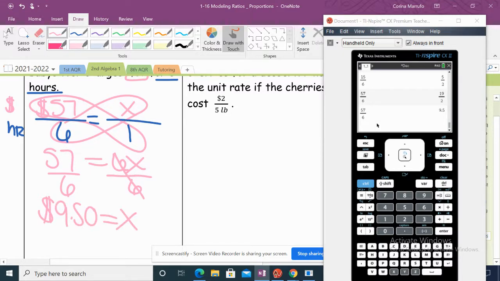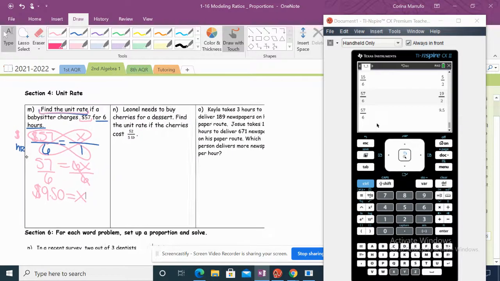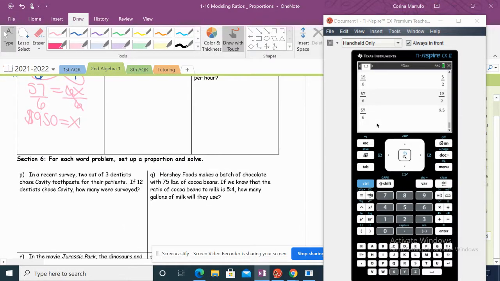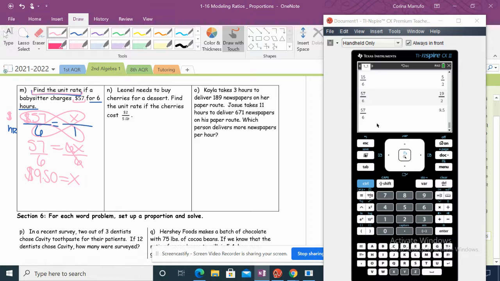Okay. So then this means that the unit rate, the babysitter charges $9.50 per hour.